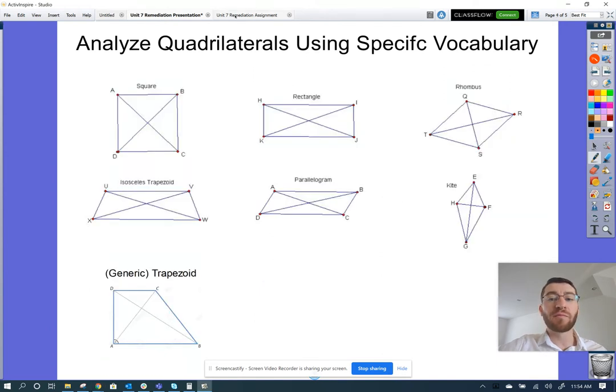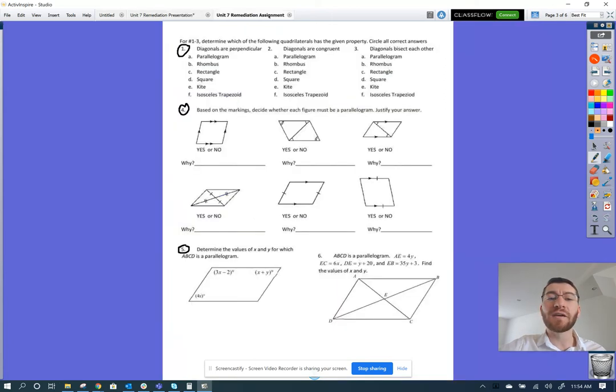some real problems from our remediation assignment. These are pictures of all of the quadrilaterals from this unit, and they do have their diagonals in there, and that's going to be really helpful because we're going to look at some problems from the actual remediation assignment now. The ones that are circled here, and there are multiple pages, I'm going to do 6 problems for us, and I'm going to walk through how to think about these and what I would suggest you do to actually show your work for all of these.